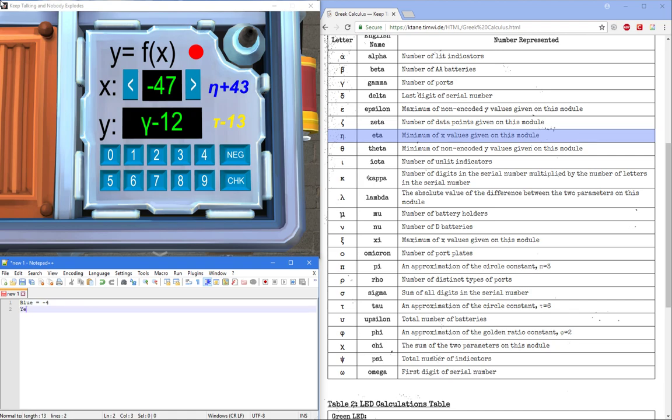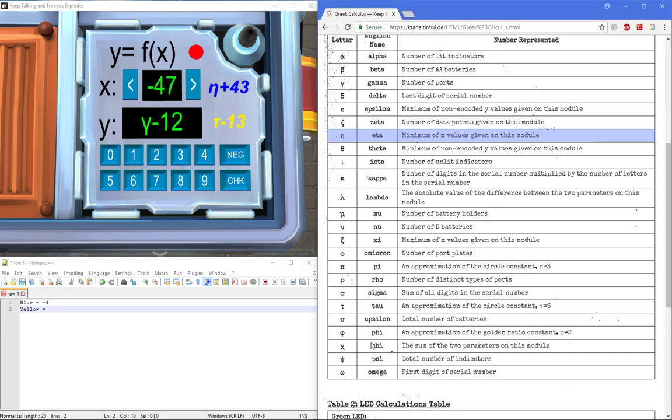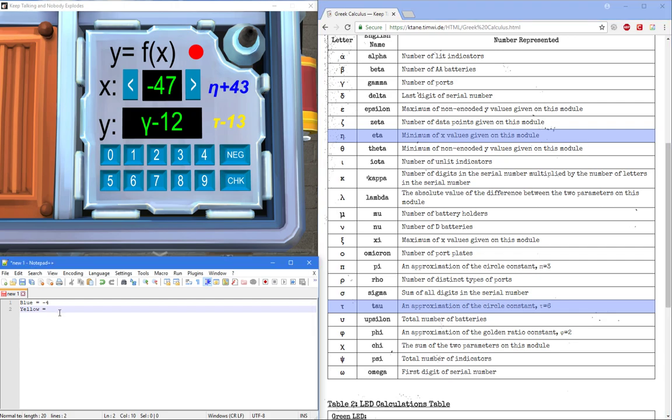And then our yellow parameter is going to equal tau. Let's find tau here. There it is. Minus 13. So tau is an approximation of the circle constant, which is equal to 6. So 6 minus 13 right now is negative 7. And these are our two parameters: negative 7 to negative 4.